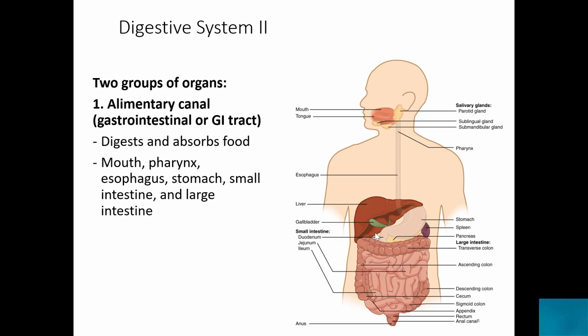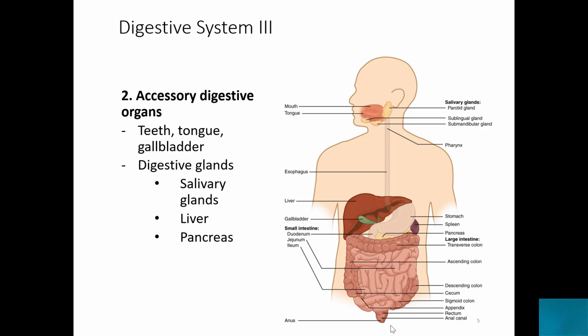And we are starting from the alimentary canal. The alimentary canal is also called the gastrointestinal or GI tract. It starts from the mouth, then goes through the esophagus to the stomach, then the small intestine, large intestine, rectum, and anus. All those are parts of the alimentary canal.